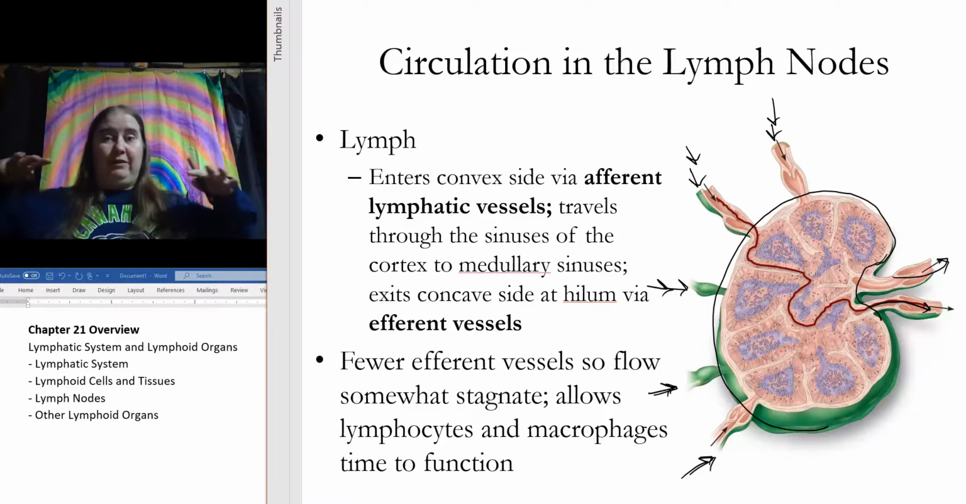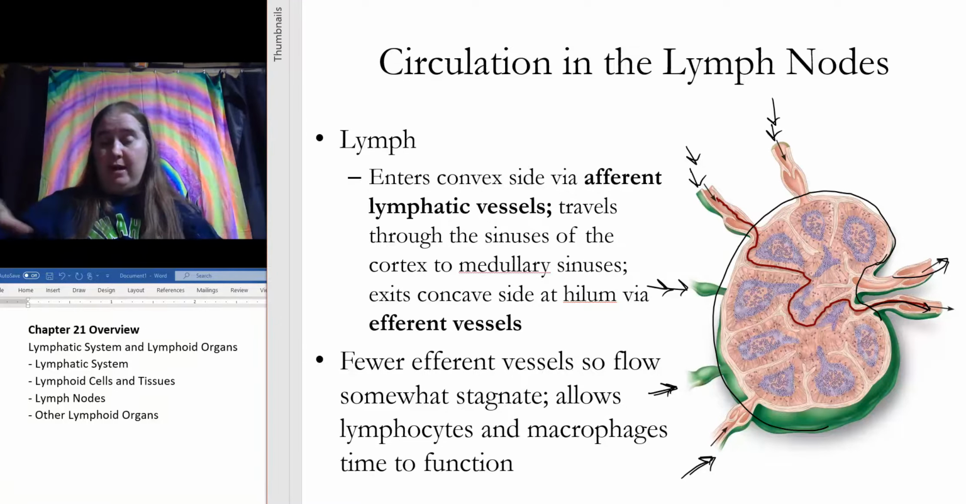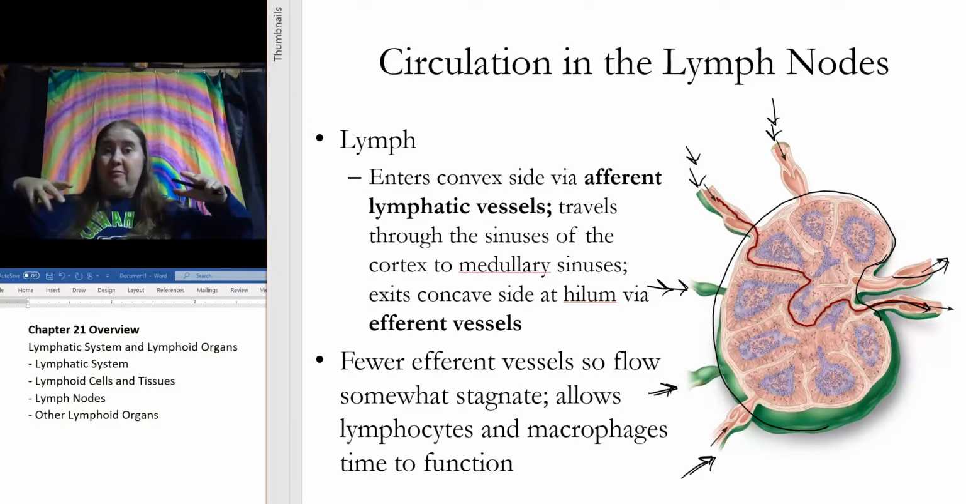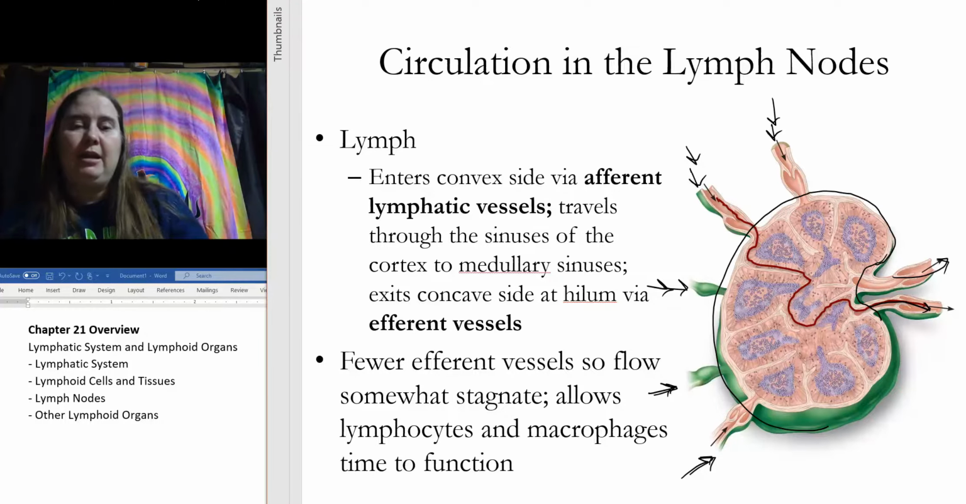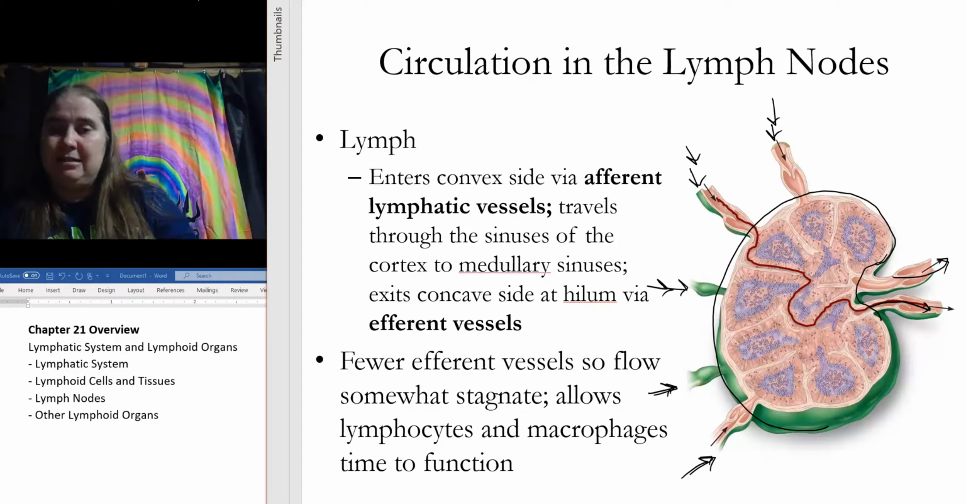Right? So if you have like 5 waterways coming in and you only have 1 or 2 waterways leaving, right? Sometimes you're going to get some flooding of that area that's bringing all of that fluid in. Now, in the lymph nodes, it's actually a good thing, because we need time to allow for our immune system to activate against any pathogens that may be there. Okay. So this kind of design is actually a good thing.